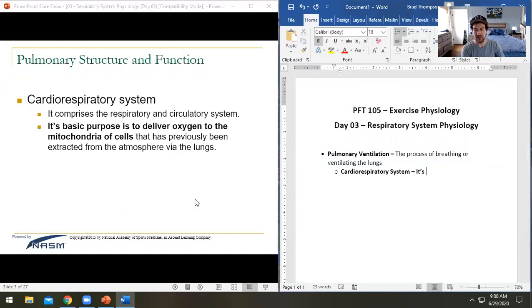So it's no bolding. Its basic purpose is to deliver oxygen to the mitochondria of these cells, okay? So remember, mitochondria are where we produce ATP in the presence of oxygen, right? We produce ATP in two locations. We produce it in the fluid portion of the cell if it's anaerobic, and we produce it in the mitochondria if it's aerobic. Think aerobic, right? That's where oxygen molecules are allowing ATP production to happen.